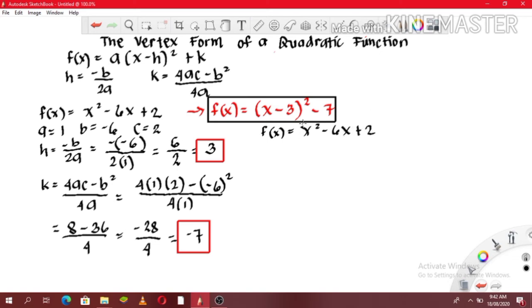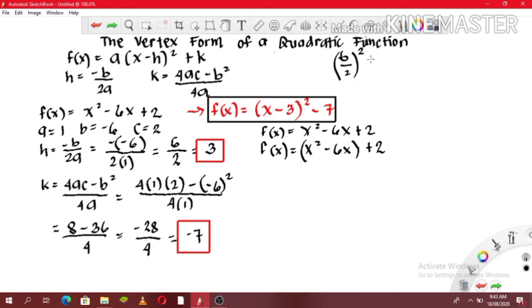Now, i-group natin itong ax squared plus bx. So, this will become f of x is equal to x squared minus 6x, i-group natin yan, enclose in a parenthesis, plus 2. Now, kung naalala nyo sa completing the square, gagawin natin itong perfect square trinomial. Paano? We will use the formula b divided by 2 and the square of that. Kung napanood nyo po yung mga nauna kong video sa completing the square, you will become familiar with this. So, ang b natin ay negative 6.